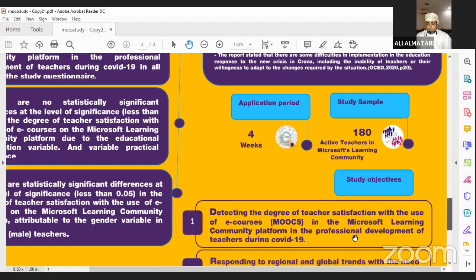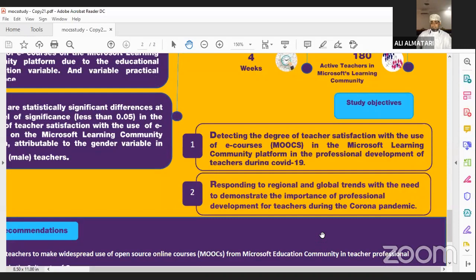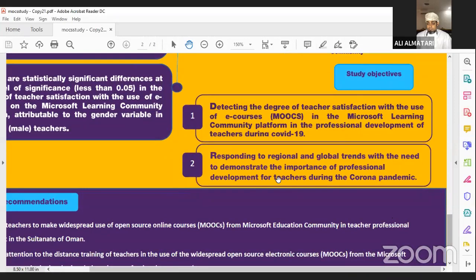Study objectives: detecting the degree of teachers' satisfaction with the use of e-course MOOCs in the Microsoft Education Community in developing teachers during COVID-19. Also, responding to the regional and global trend with the need to demonstrate the importance of professional development for teachers during the Corona pandemic.